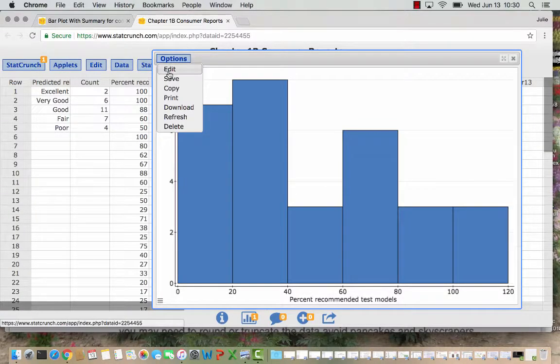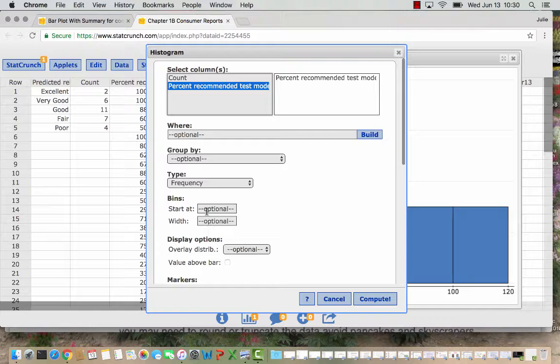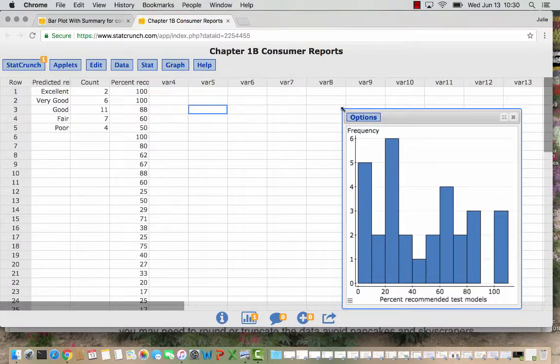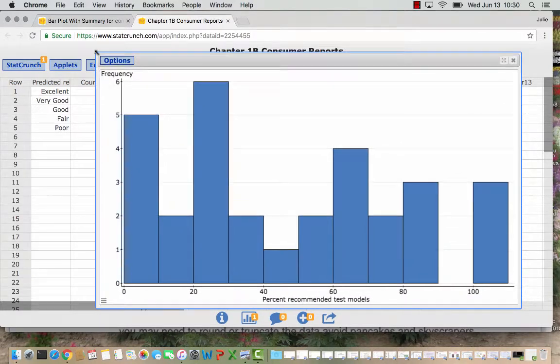So if I want to go to Options, Edit, say I wanted my bins to start at 0 and instead be 10 wide. Notice my data is now broken up a little smaller, and we can't quite see the same trends. We still sort of see, if we take our mouse over, the right skew or the right tail relationship.